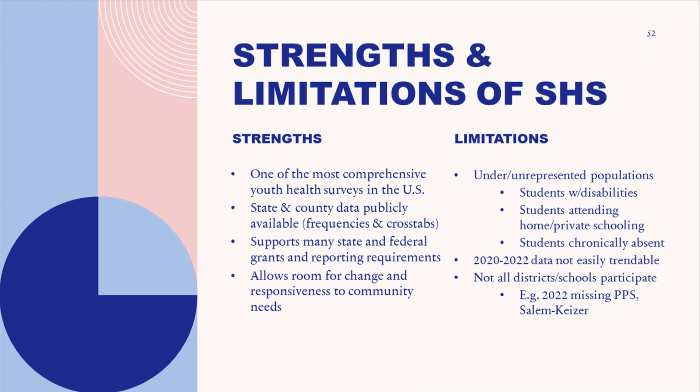And some of the limitations of the SHS include a lack of representation and underrepresentation from students with disabilities, students who are homeschooled or attending private schools, and students who are chronically absent. As I mentioned earlier, the SHS data was collected throughout the school year in 2020 and again in the fall of 2022, and these data are not easily trendable. And lastly, not everyone participates. So for example, the 2022 SHS data does not include Portland Public Schools and Salem-Keizer school districts.